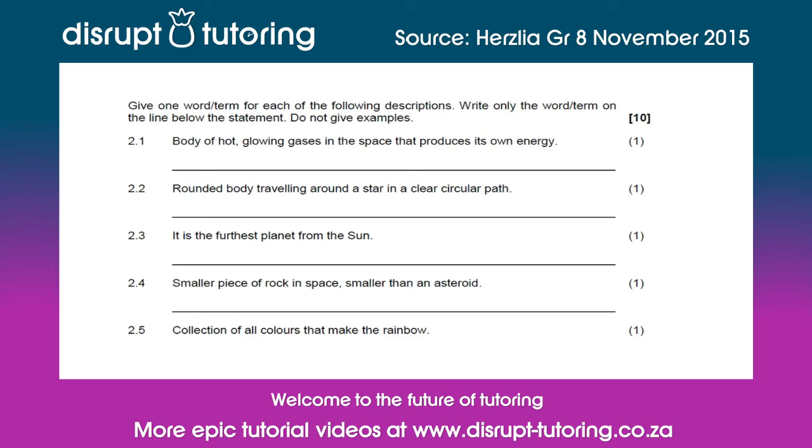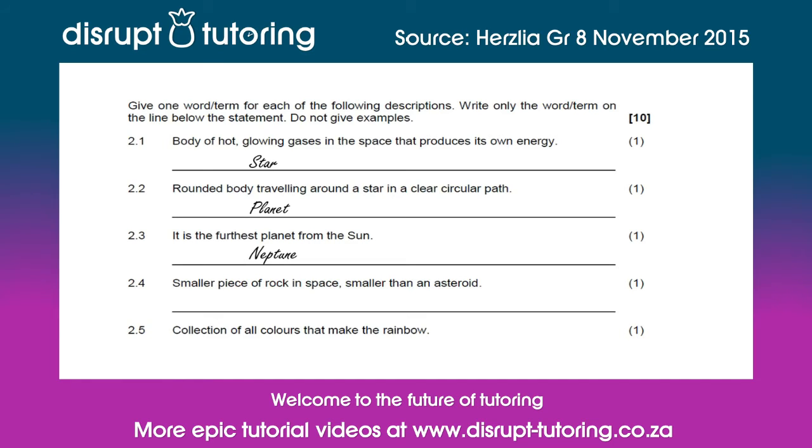2.1 asks, a body of hot glowing gases in space that produces its own energy. This is a star. Okay, and a rounded body traveling around a star in a clear circular path is a planet. This is what planets do. And the furthest planet from the sun is Neptune.